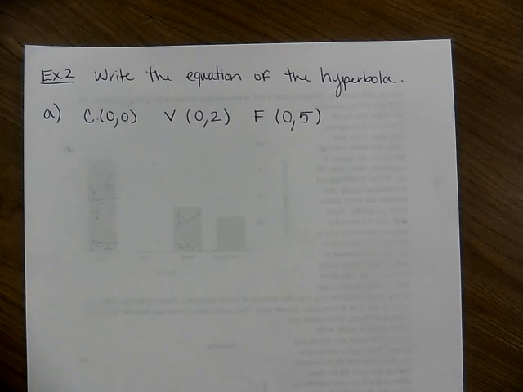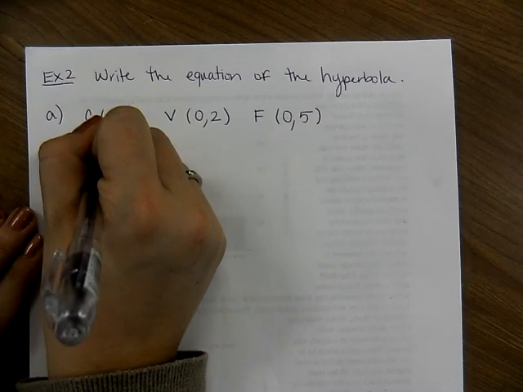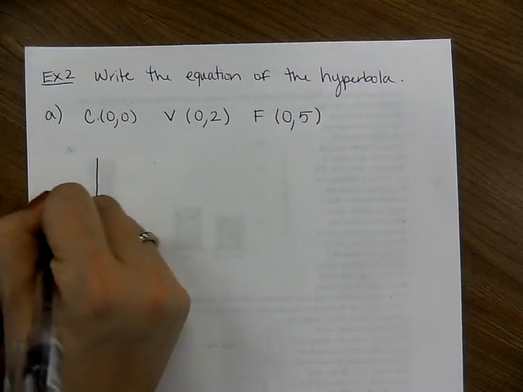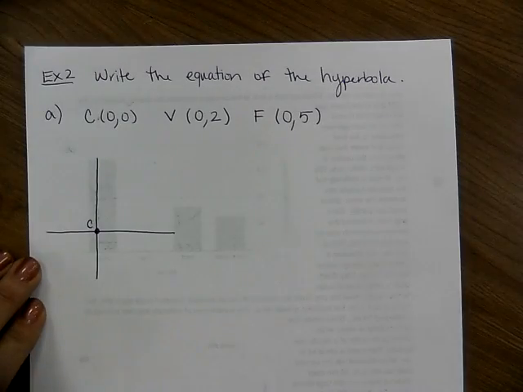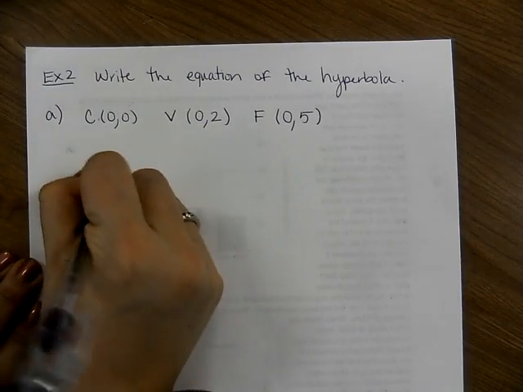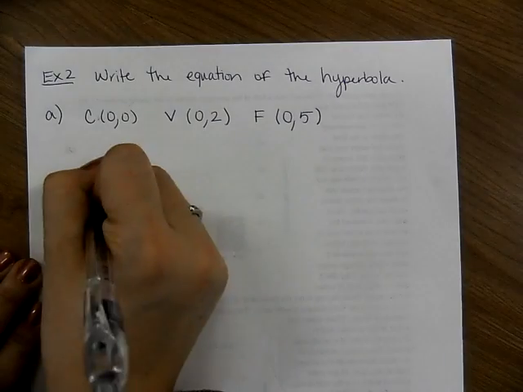Now, hopefully you've been catching on to the pattern here. Anytime you're going to write an equation, you have to draw a picture to visualize it. Okay? So we're going to start with a sketch. This is going to be a super, super rough sketch. It's just giving us an idea of the pieces that we've been given. So I have the center at 0, 0. I have a vertex at 0, 2. And I have a focus at 0, 5.